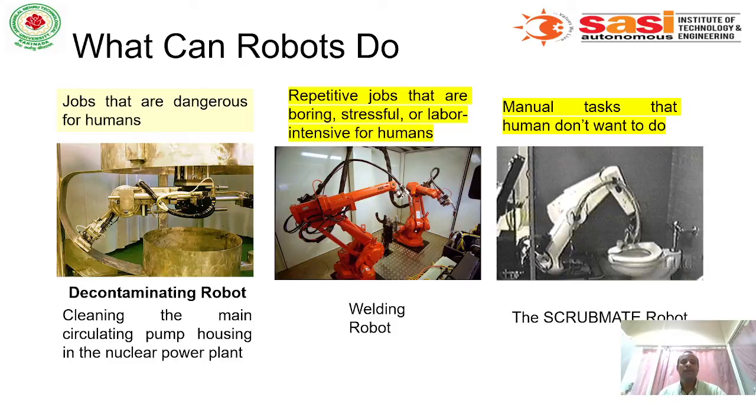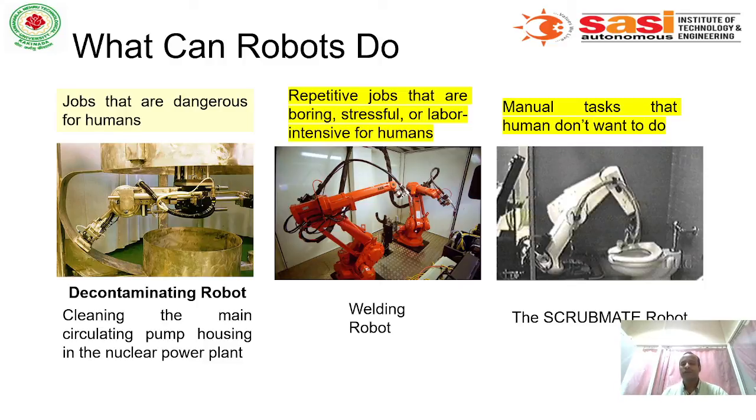The second one is repetitive work, which becomes monotonous for human beings. If a person is required to do a job continuously for a long time, it may be boring, or not perfect throughout the day. At that time, we establish a robot, which can perform much better than a human being.